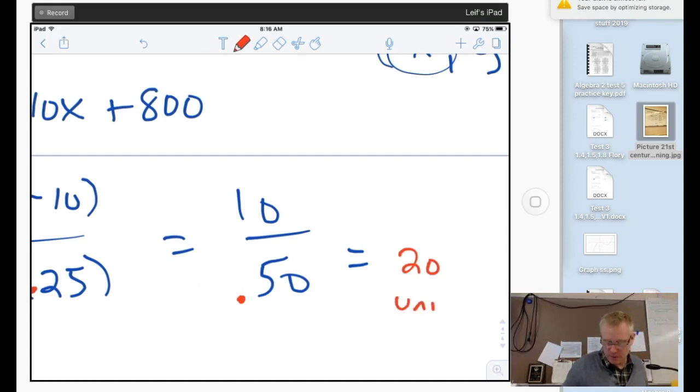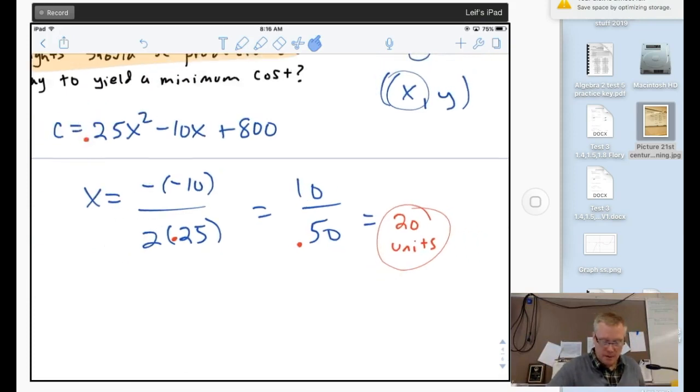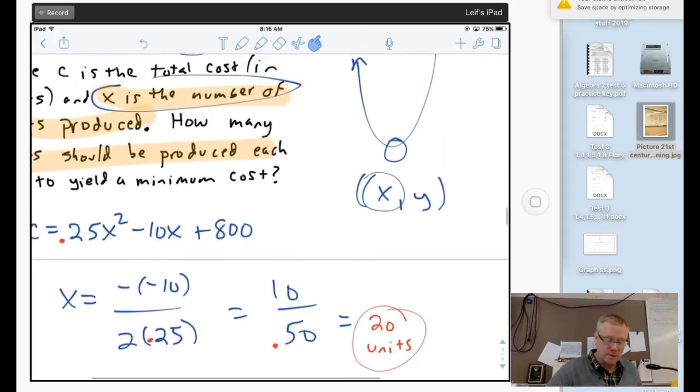So that's how many units lights should be produced, okay? All right, so that's the answer. I don't have to get the y value because it was just the x's.